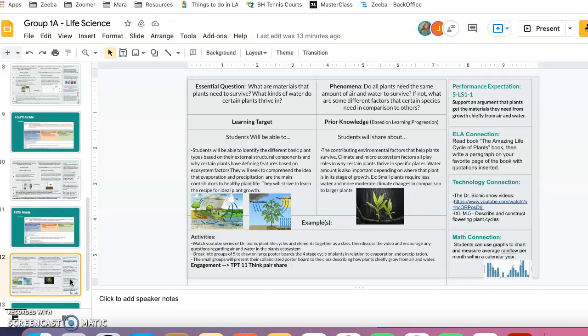Students are going to share about the contributing environmental factors that help plants survive. Climate and microecosystem factors all play roles in why certain plants thrive in specific places, right? Water amount is also important depending on where the plant lives, and also in what stage of growth the plant is in. For example, when a plant is young, it needs less water. When a plant gets older and the root system becomes stronger and taller, the plant is in turn going to need more water.